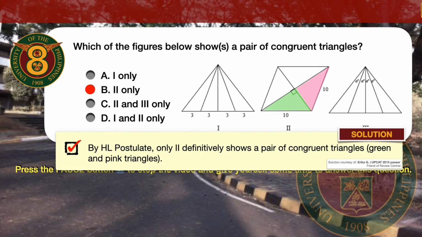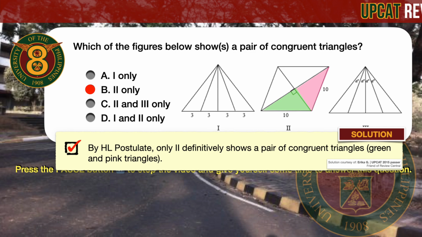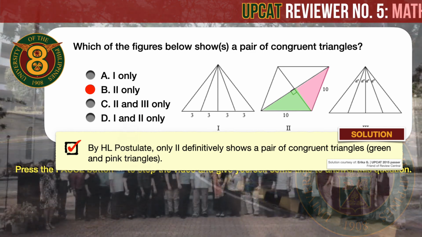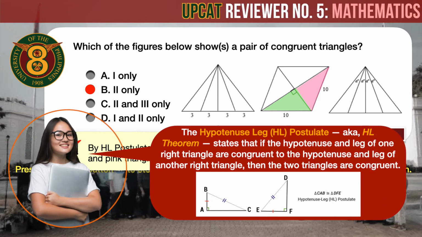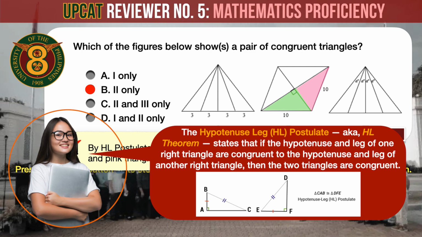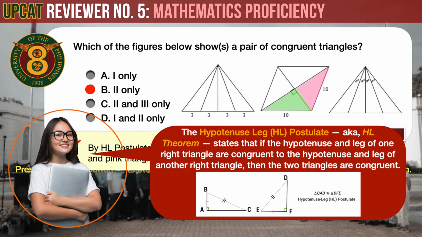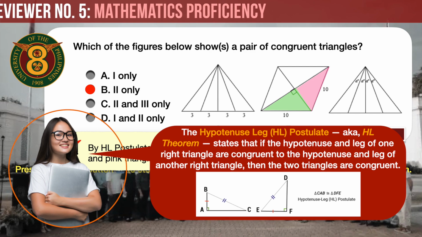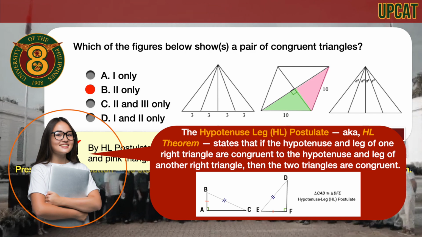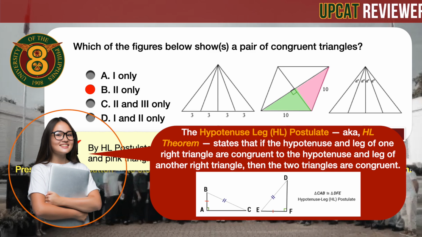By HL postulate, only 2 definitively shows a pair of congruent triangles, highlighted with green and pink triangles. The hypotenuse leg postulate, also known as HL postulate or HL theorem, states that, if the hypotenuse and leg of one right triangle are congruent to the hypotenuse and leg of another right triangle, then the 2 triangles are congruent. Take note that this is, intentionally, a very tricky question.